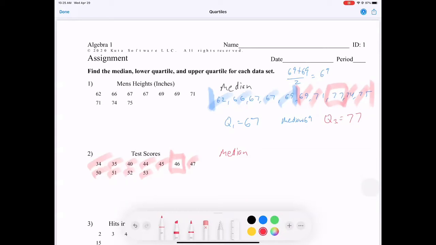Okay, so looking at these remaining numbers, which is the middle number of my lower half? The median there is 40. So my median was 46, my lower quartile is 40. On the right side, let's see what my upper quartile is. That's 51.